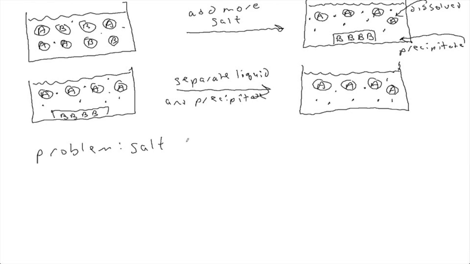The salt denatures, or maybe just partially denatures, the protein. So now we need to remove the salt. We kind of replaced one problem with another. We got rid of protein B, but now we have to get rid of the salt. Do you have any idea what the process is that's used to get rid of the salt?